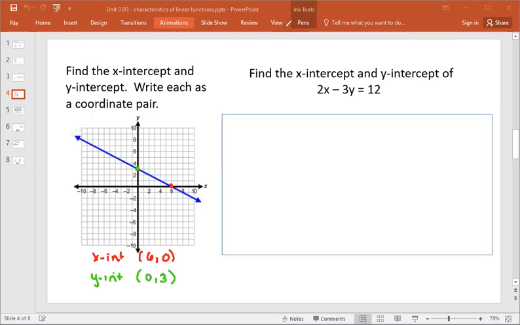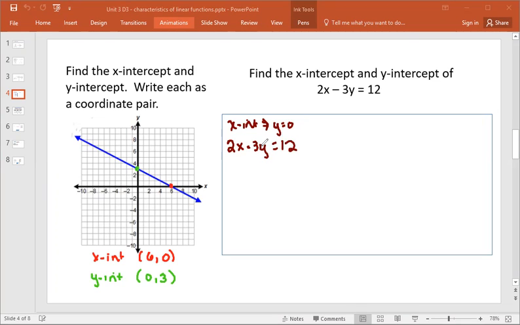All right. The next item says to find the x and the y-intercepts of this equation. You're used to solving for y, but remember, this time we do not want to do that. We need to find the intercepts, so we're going to leave the equation the way it is. To find the x-intercept, we're going to set y equal to 0. So we have 2x minus 3y equals 12.